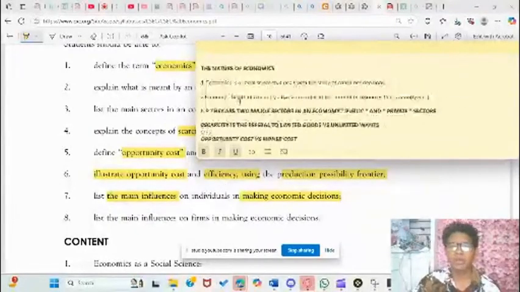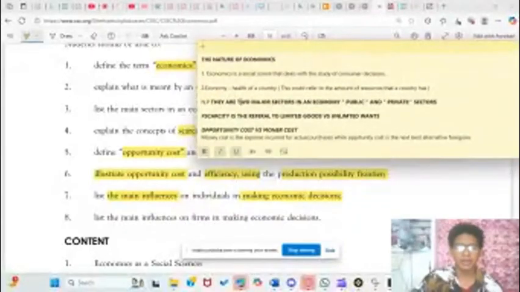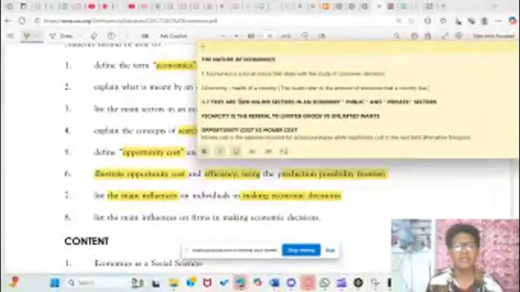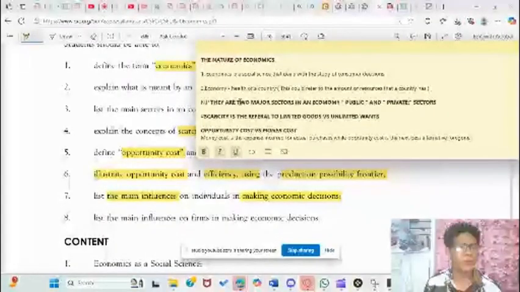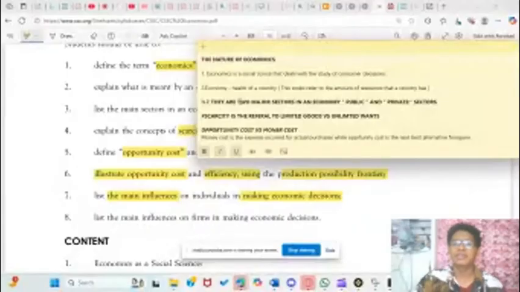So we did look at opportunity costs versus money cost, scarcity. We did look at the sectors of an economy. We did look at what economy is and what economical is. And we did look at the different opportunity costs, such as the constant opportunity cost and the efficient opportunity cost. So chat, are we on the right track? Hopefully everything is understandable, guys.